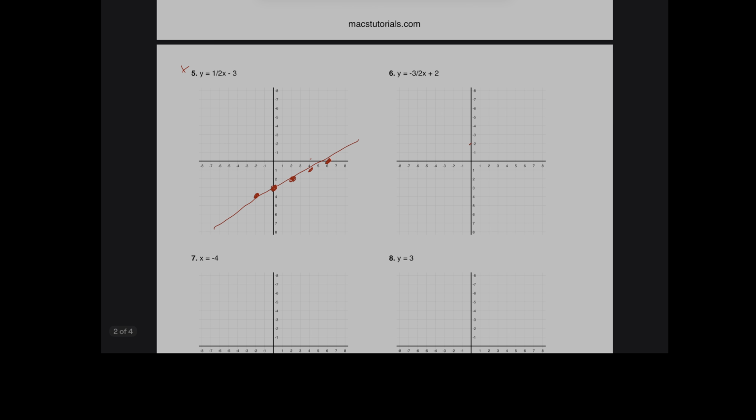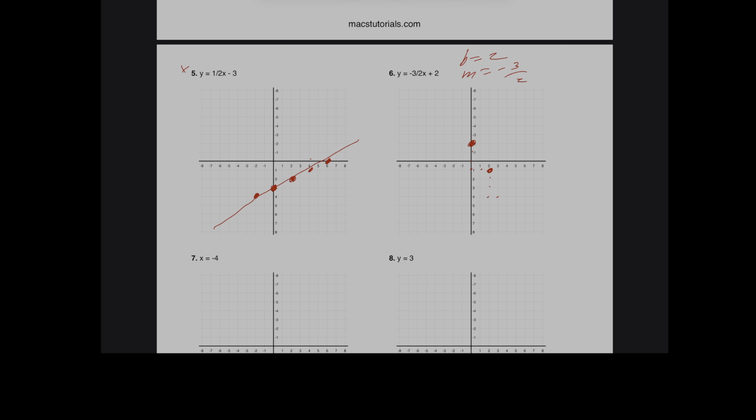All right, let's go on to number 6. I'm going to start at plus 2 because that's what my b is. B equals 2. What's my m? It's negative 3 over 2. Now, can I go 3 over negative 2? The answer is yeah, just as long as only one of them is negative. But I always like to put the negative on top. And so I'm going to go down 3, and I'm going to go over 2.